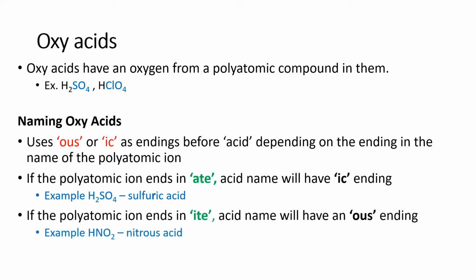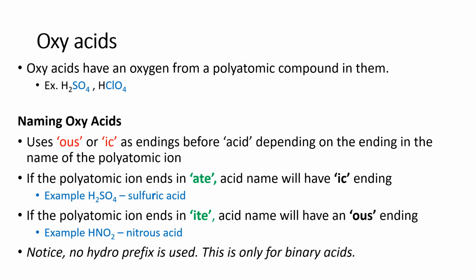And if the polyatomic ion ends in ite, the acid name will have an OUS ending. So we have NO2, which is nitrite, our polyatomic, so it will be nitrous acid. Notice there is no hydro prefix used. Hydro is only used for binary acids.